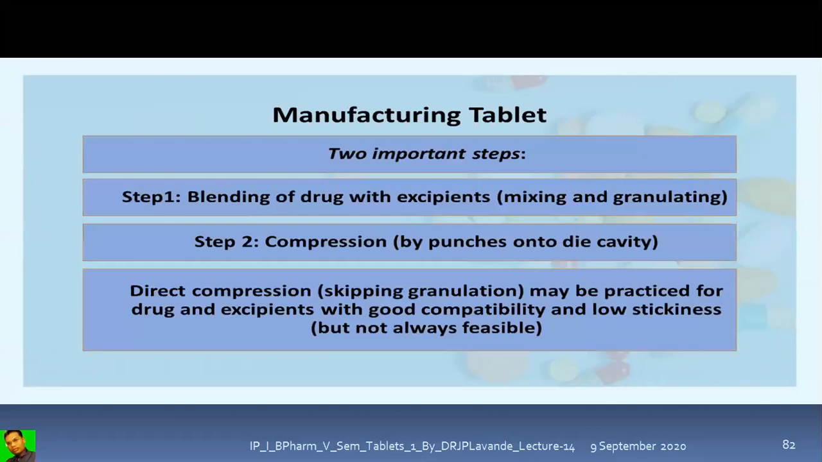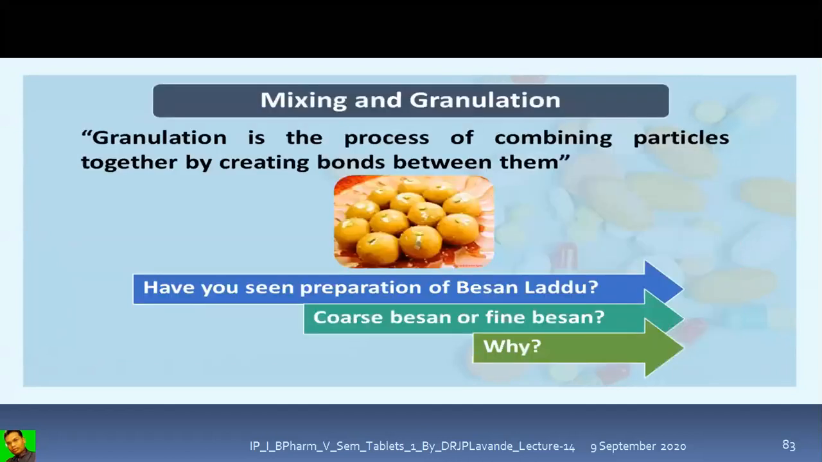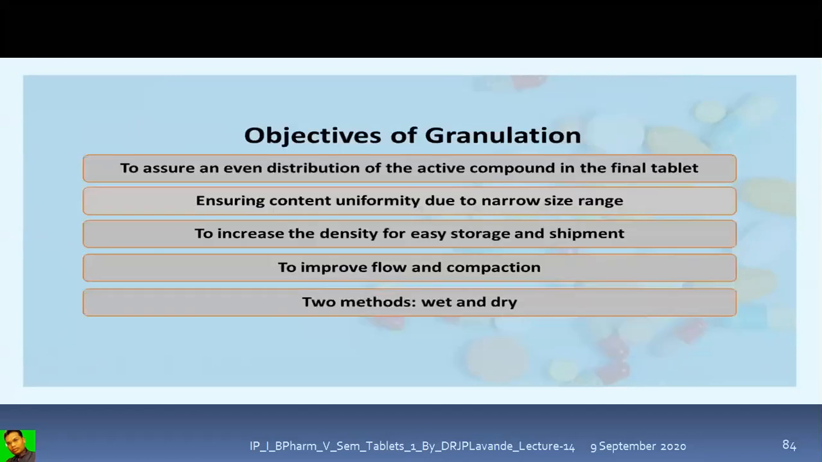Then we saw the manufacturing of the tablet, which can be manufactured by a two-step process. Step 1 blending, step 2 compression. Blending is nothing but the mixing and granulation, and compression is nothing but the punching, that is the compression between the upper and lower punch inside of the die cavity. Then we saw the significance of formation of the granulation and mixing.